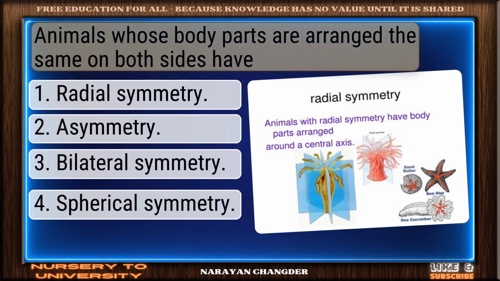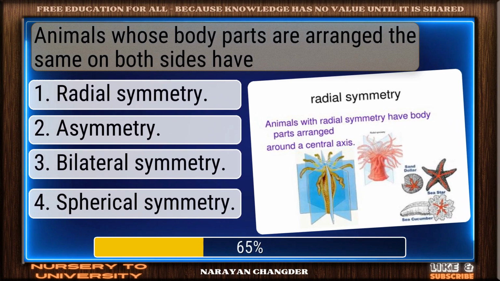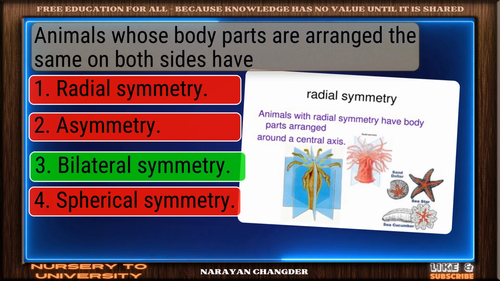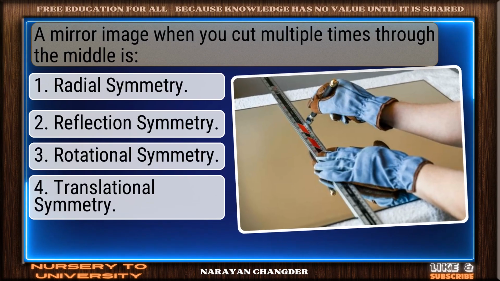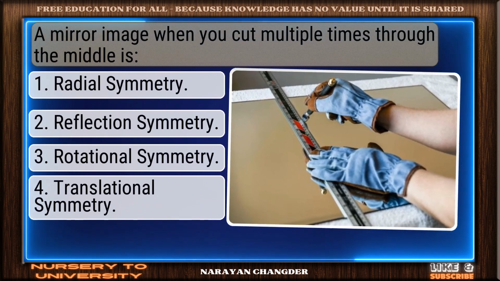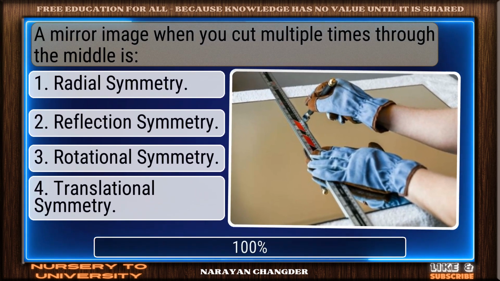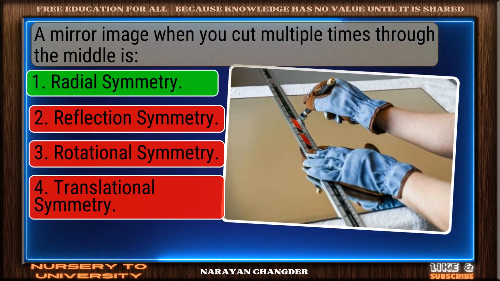Animals whose body parts are arranged the same on both sides have. Exactly. Bilateral symmetry makes sense, and it is right choice. A mirror image when you cut multiple times through the middle is. Nice selection. Radial symmetry is the correct and valid answer.